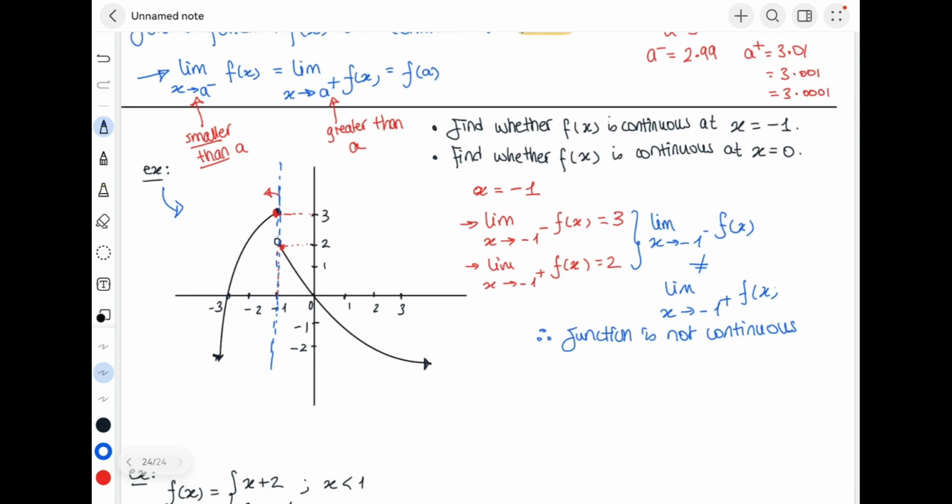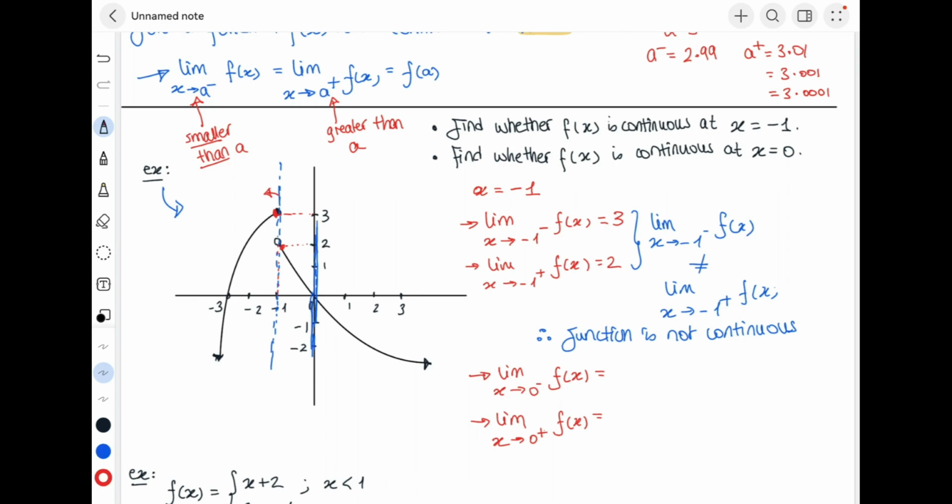Let's do whenever at x equal to 0. So at x equal to 0, we'll also need to find the limit as x tends to 0 minus of the function, and the limit as x tends to 0 plus of the function, and we'll need them to be equal so that our function is continuous. So at x equal to 0, it means here.